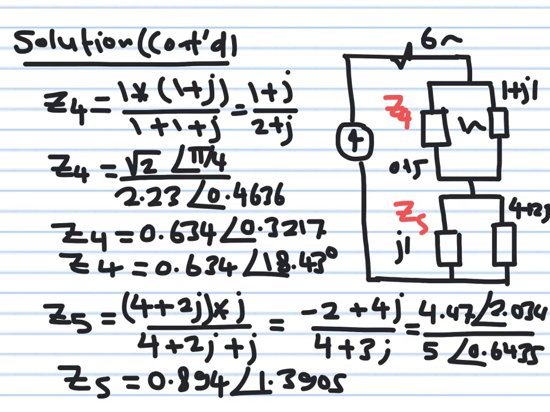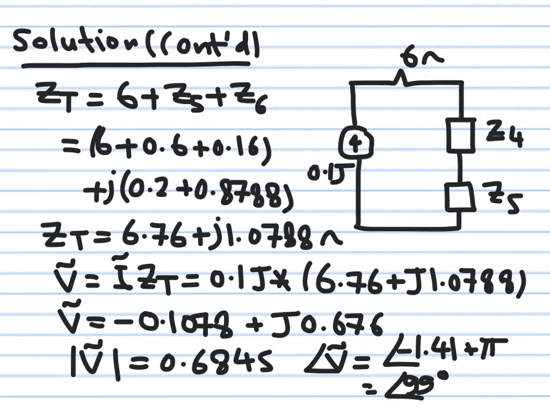But when you add impedances, you must convert this one to Cartesian form, or rectangular form. So how do we do it? You say this is a modulus multiplying cosine of this angle plus J times the modulus multiplying sine of this angle. So we're going to use Euler's identity to convert e to the J 18.43 degrees into cosine 18.43 plus J sine 18.43.